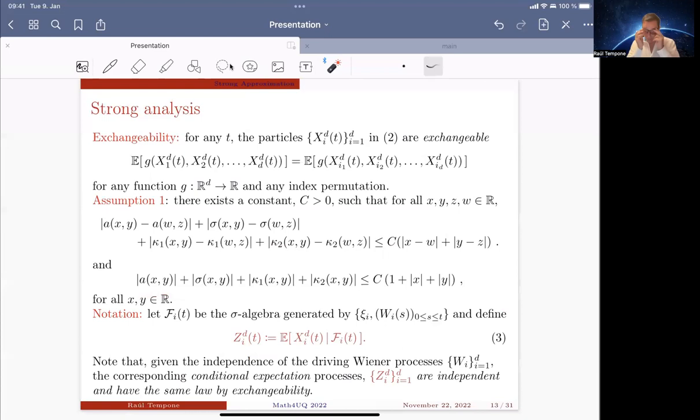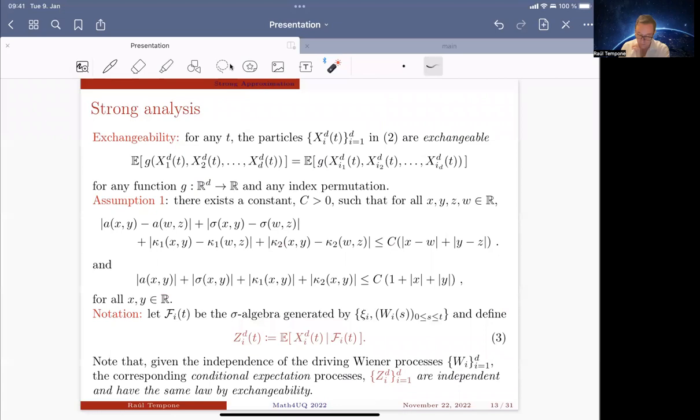All right, so here comes the thing. What we use in the analysis are conditional expectations, and this is one of the things that simplify the approach. So I'm going to try to make it as explicit as possible. Let F^i_t be the sigma algebra generated by the pair: the initial condition of particle i and the Wiener process that drives it up to time t.